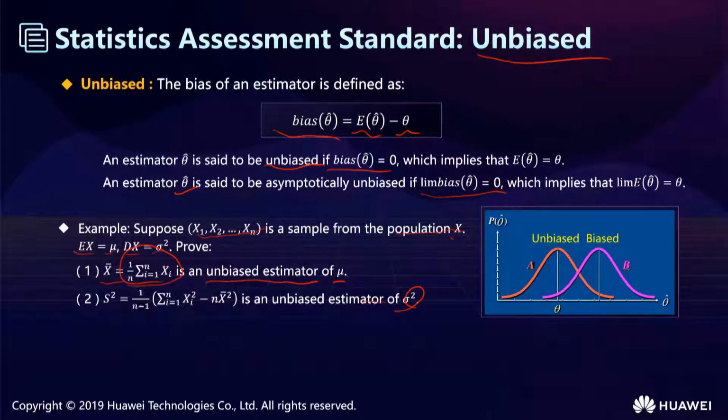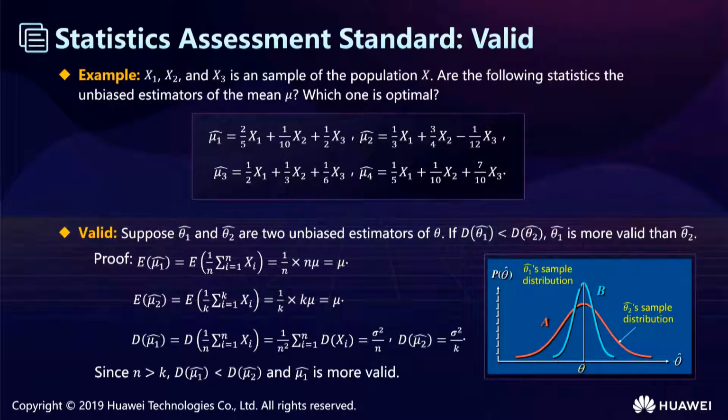And the second standard is validity. x1, x2, and x3 is a sample of the population X, and the following estimators are unbiased estimators of the mean value. Which one is the optimal? So we can calculate using mu 1 hat, mu 2 hat, mu 3 hat, and mu 4 hat. Which one is the optimal?